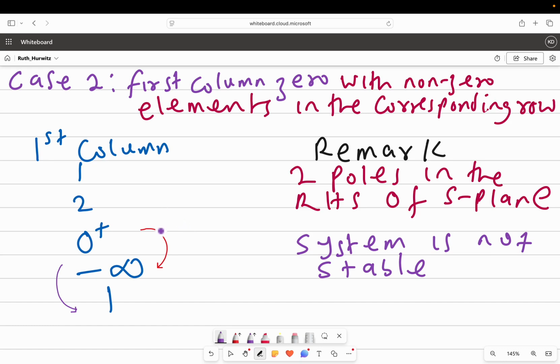So my remark will be, since I have 2 changes in sign in the first column, it indicates that I have 2 poles in the right-hand side of the S-plane and my system is not stable.